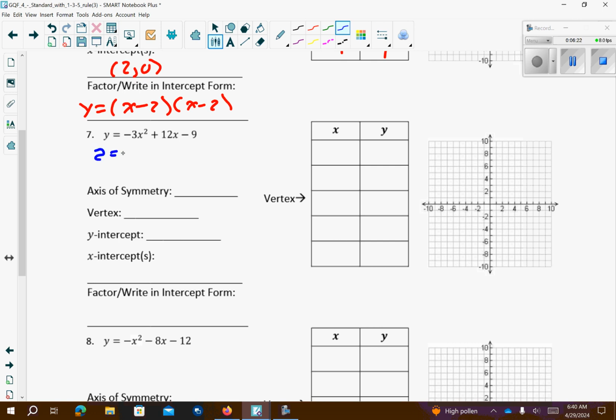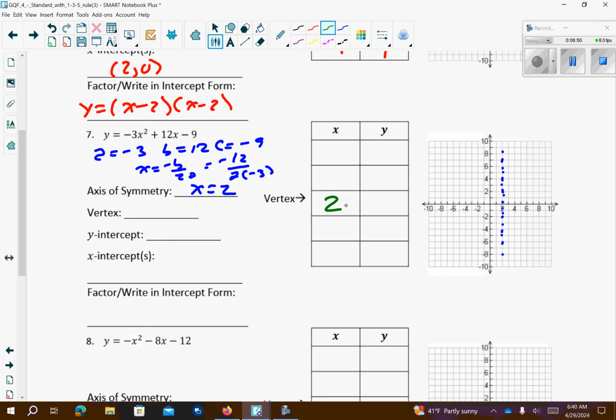So my a value is negative 3, b value is 12, c value is negative 9. So I'm going to get x equals negative b over 2a, which is negative 12 over 2 times negative 3. Negative 12 over negative 6 is positive 2. So we know the vertex, plug the vertex in.